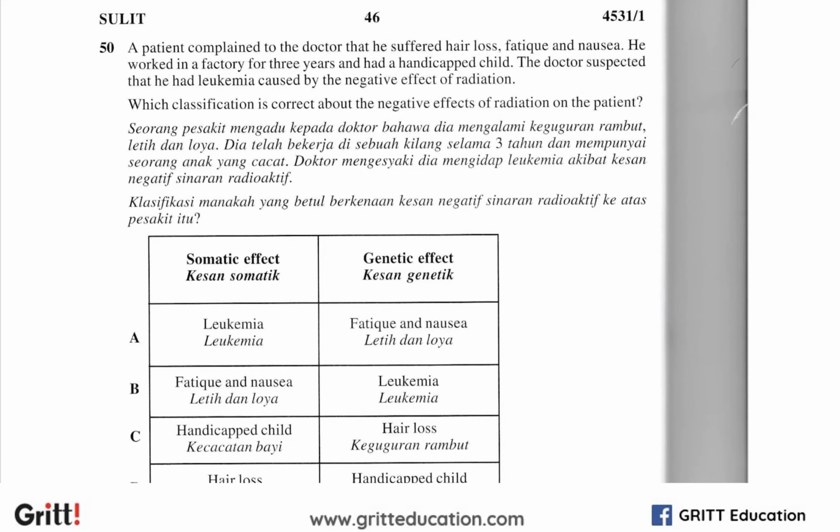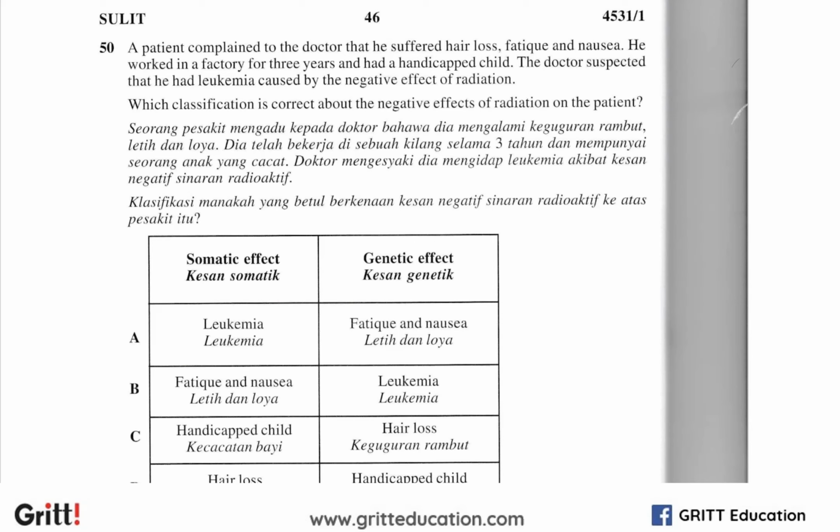A patient complained to the doctor that he suffered hair loss, fatigue, and nausea. He worked in the factory for 3 years and had a handicapped child. The doctor suspected that he had leukemia caused by the negative effect of radiation. Which classification is correct about the negative effects of radiation on the patient?